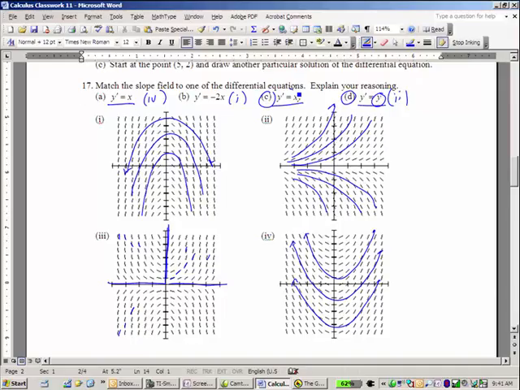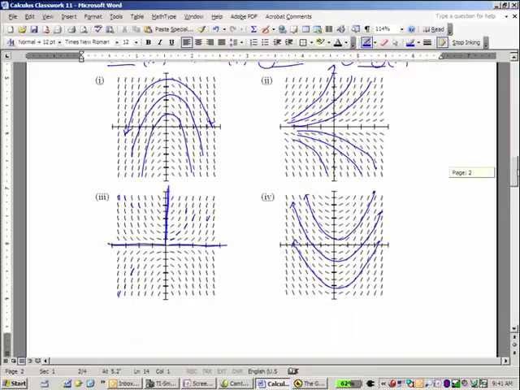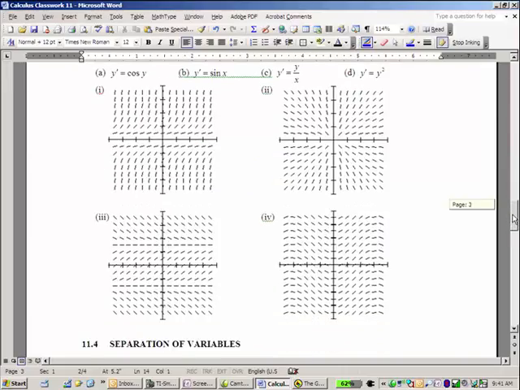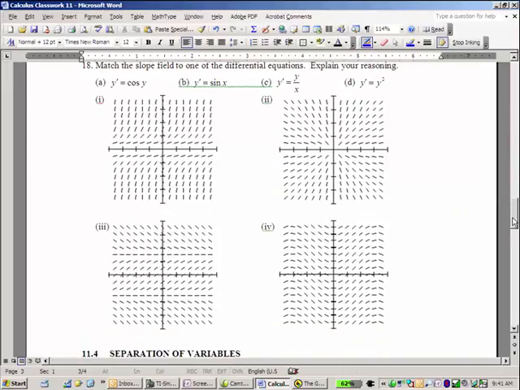Do you want to ask a question, or do we do more matching? We're going to do more matching anyhow, but do you want to ask a question before we do more matching? You sure? Yep. Okay. All right, let's take a look. We have a couple more matching to do.